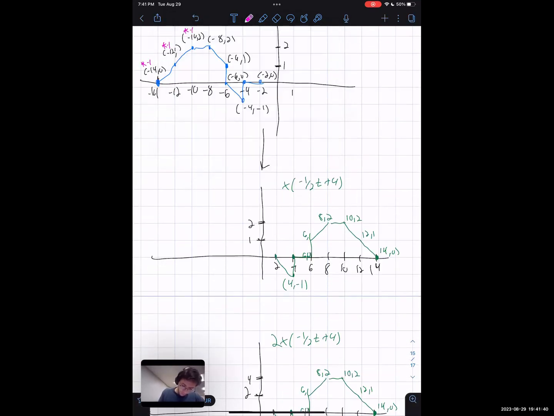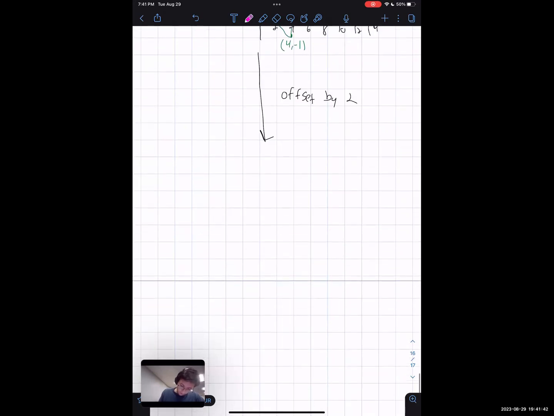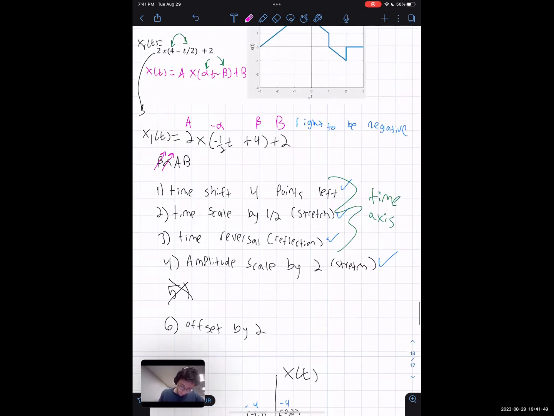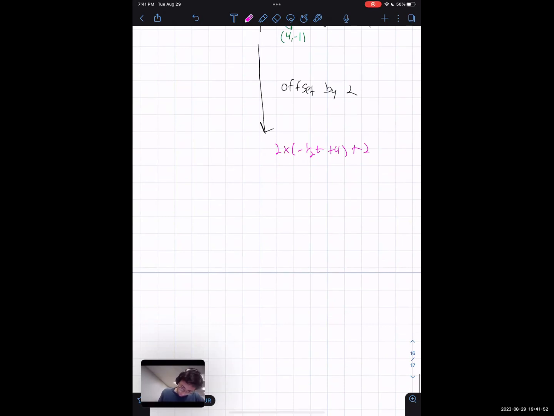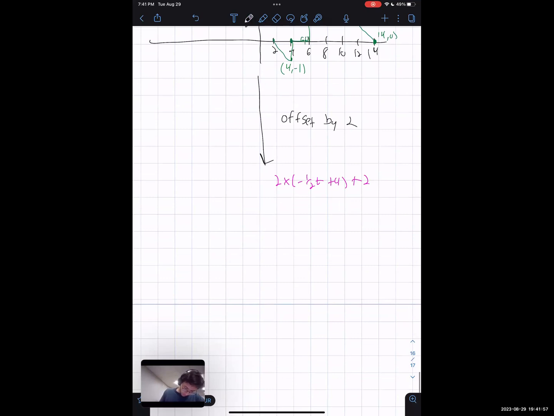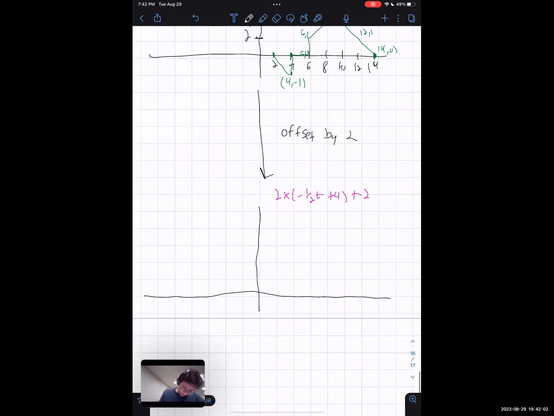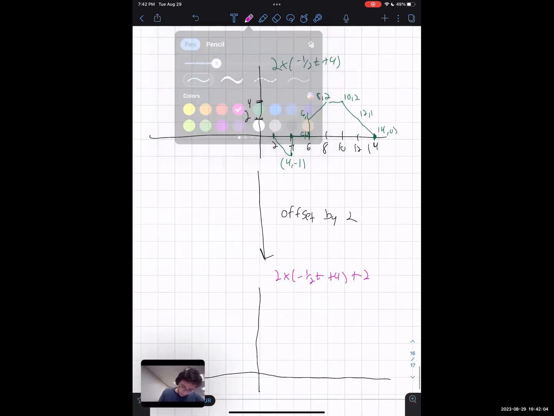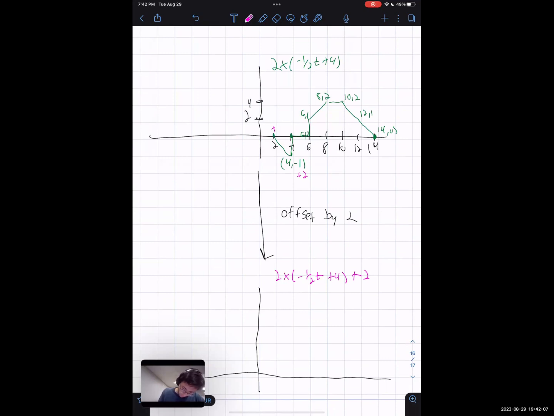I'll draw it in bright pink. Okay. So now we're going to have 2x of -1/2 t plus 4 plus, I think it was 2 again, right? Yep, plus 2. Okay. And now what we will do, guys, is we're going to take this graph and just add +2 to all of the y-axis coordinates for each point, +2. I won't write it there. Okay, +2, +2, +2. Okay, so the whole thing gets shifted up.